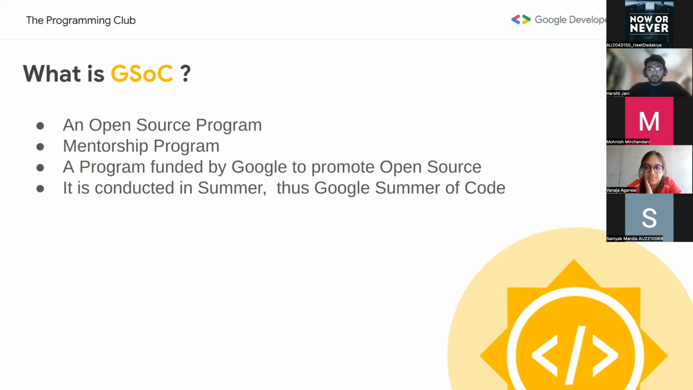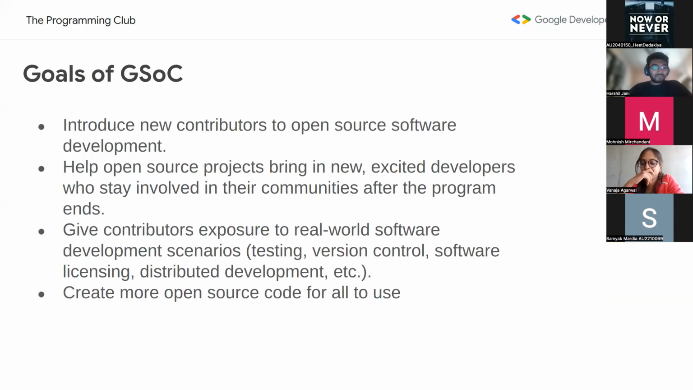So these four statements explain why the name Google Summer of Code exists. Some goals of GSoC are to introduce new contributors to open source software development, and help open source projects bring in new excited developers who stay involved in the communities after the program ends. This is an important step.